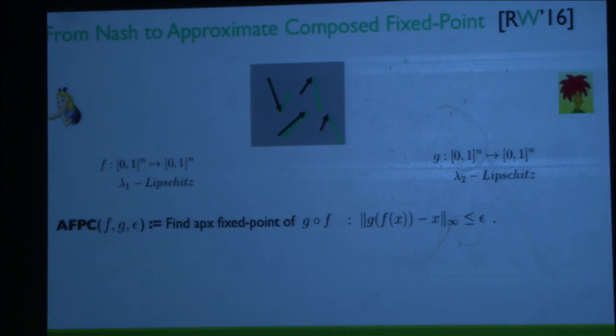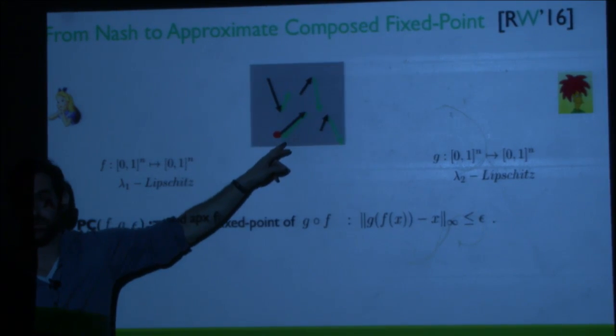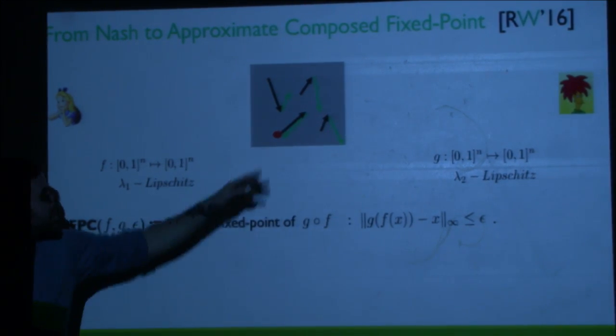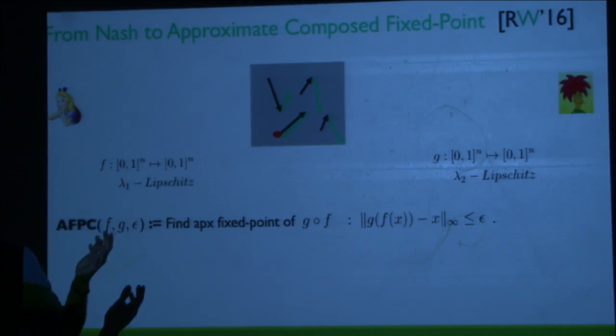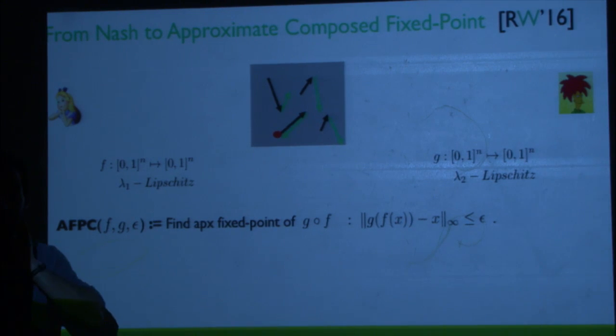Okay, so what's the approximate fixed point in this case? It's this one here, right? Because you can see that, marginally to Alice or Bob, it doesn't appear as a fixed point, but it's an approximate fixed point. So does the problem make sense?